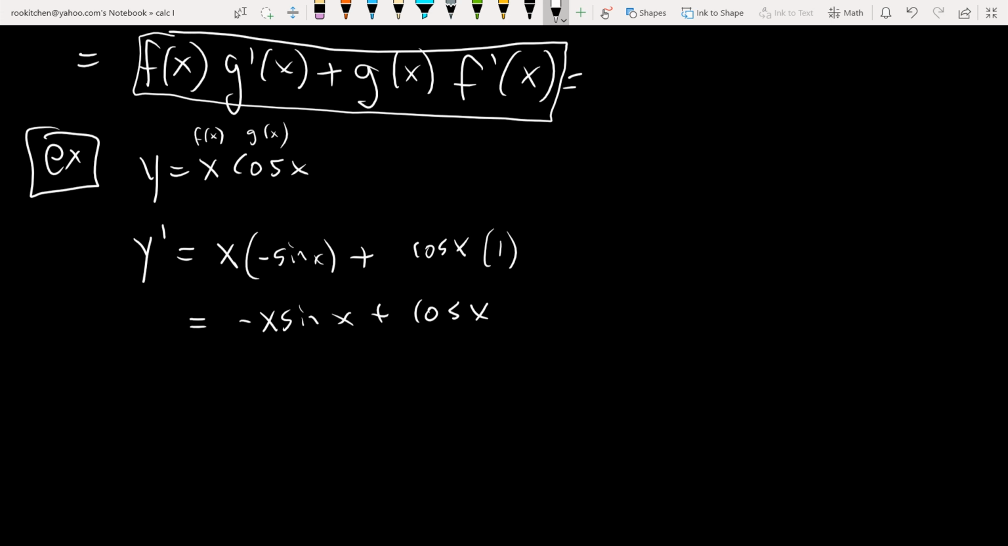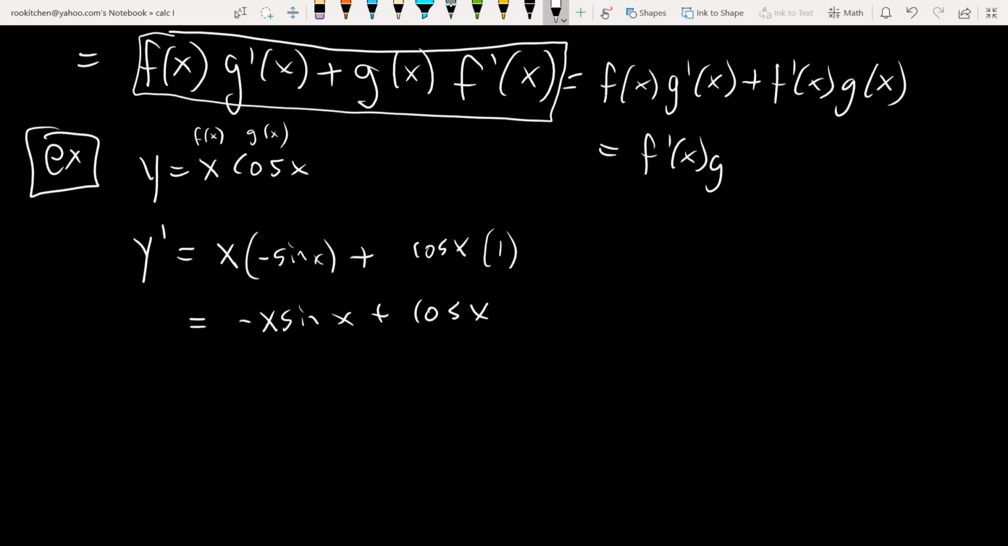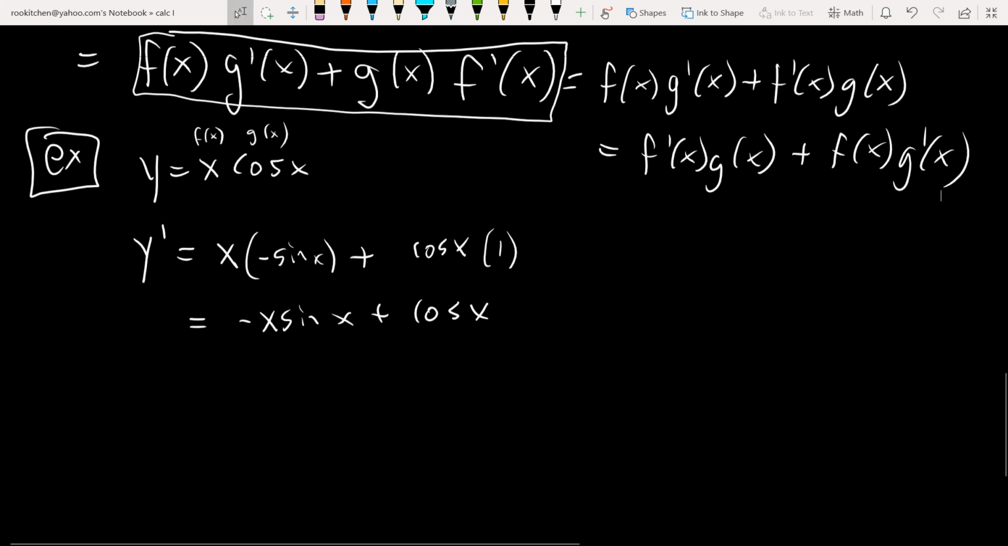You can go f of x g prime of x and then plus f prime of x times g of x. You can go f prime of x times g of x and then plus f of x times g prime of x. But the main thing is that first you take the derivative of one, leave the other one alone, and then plus take the derivative of the one you did not take the derivative of before, and leave the one alone that you took the derivative of before. Okay, so that's the main thingamajig there.